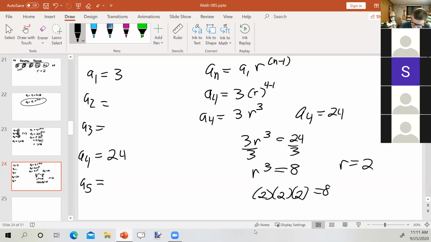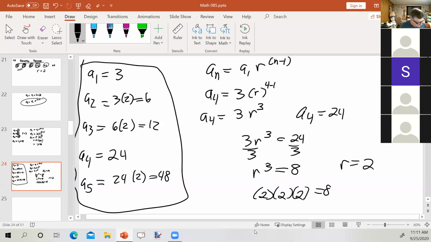So I'm going to take a term times the common ratio to get the next term. a sub 1 is 3. a sub 2 is 3 times 2, which is 6. a sub 3 is 6 times 2, which is 12. a sub 4 is 12 times 2, which is 24, right? And a sub 5 is 24 times 2, which is 48. So again, it asked for the first 5 terms, and there they are. All right. Let's take a look at another problem.